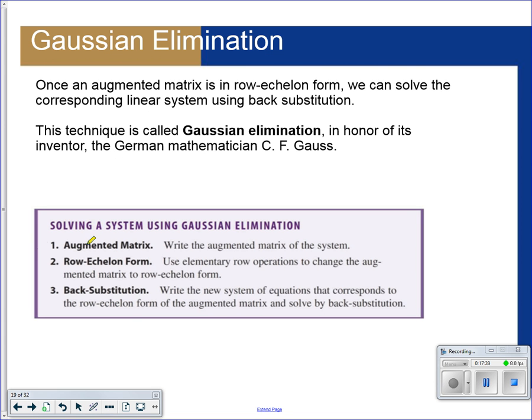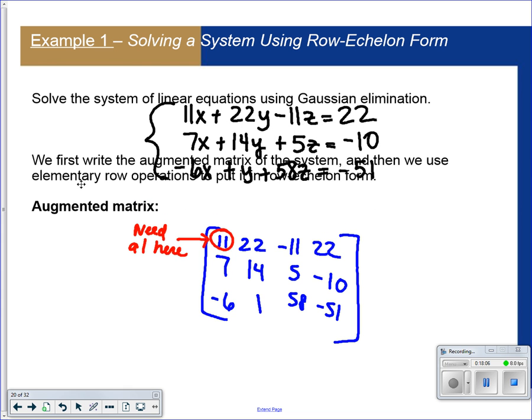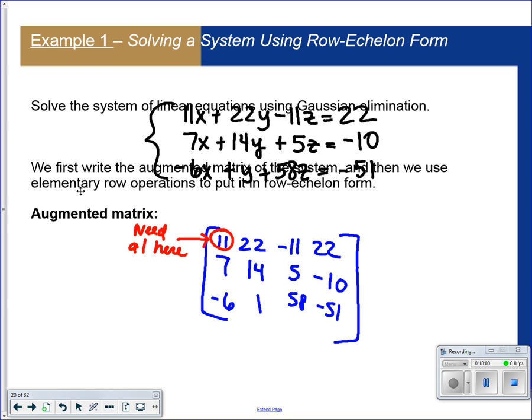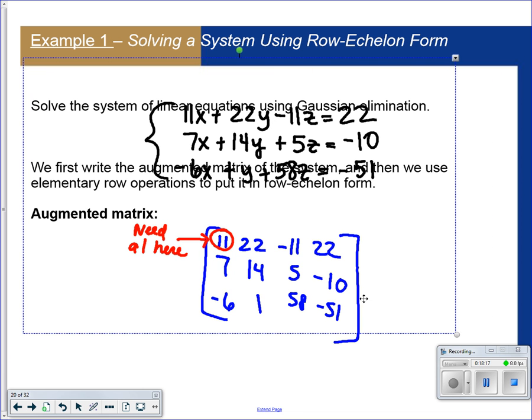So in a nutshell, here are your 3 steps. Step 1, you're going to make the augmented matrix. Step 2, you're going to do row echelon form, and this is going to be the longest step. And then the last thing you're going to do is back substitution, which is what we did yesterday. So you're going to solve the system. I actually already did step 1 for you: I put the system in an augmented matrix. I'm sorry, there needs to be more space between these, but that didn't happen.